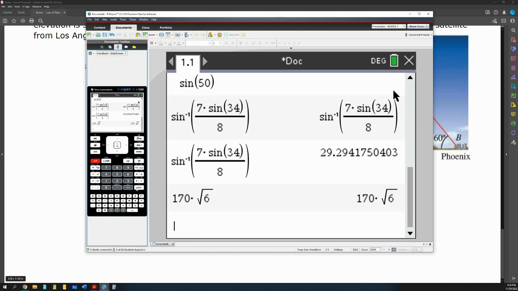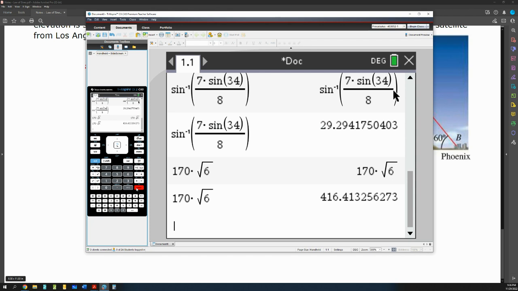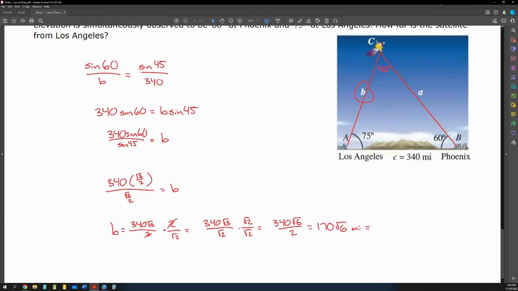And oops, I didn't hit control enter. It's about 416.413 miles. So yes, we could have just plugged 340 sine of 60 over sine of 45 into our calculator and gotten our answer. But I wanted to show this work as a demonstration that when we have these nice angles, we can do this without a calculator. We can do it algebraically and get an exact answer, which is more precise than a decimal approximation. But if you're plugging it into your calculator, that's totally okay.